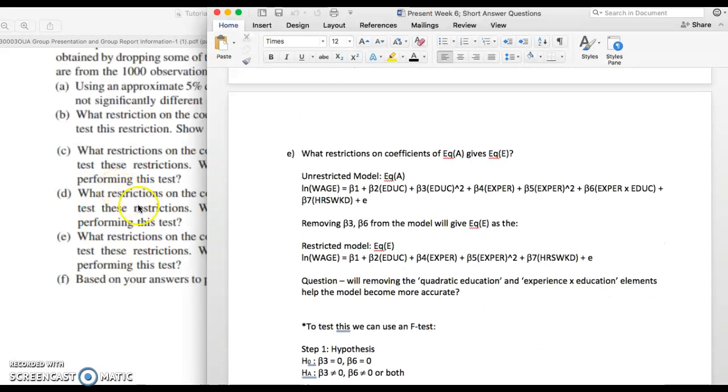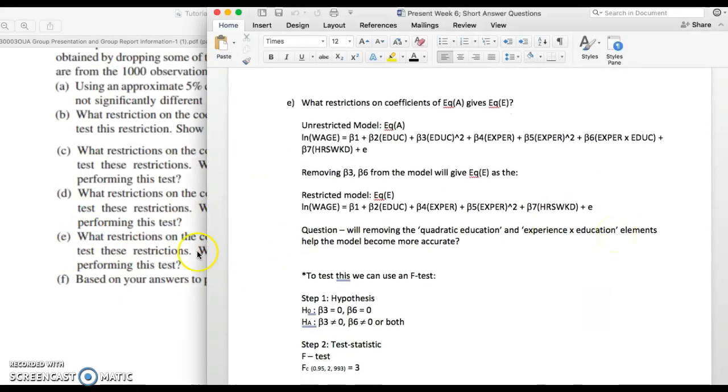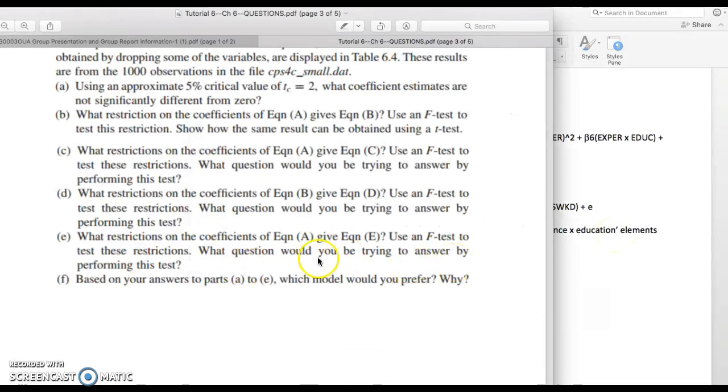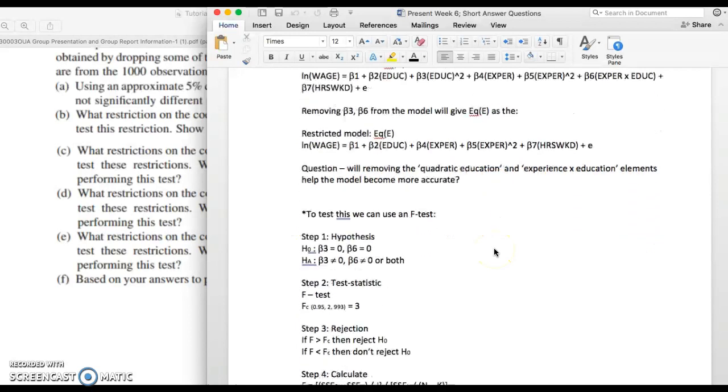So using that information here, we move on to the next one, number E. So what restrictions on the coefficients of equation A give E? So we're running through the unrestricted model of A, removing these two, beta 3 and beta 6, and we end up with model E, which focuses on education, experience, and hours worked. So the question is, will removing the quadratic equation and experience times education elements help the model become more accurate?